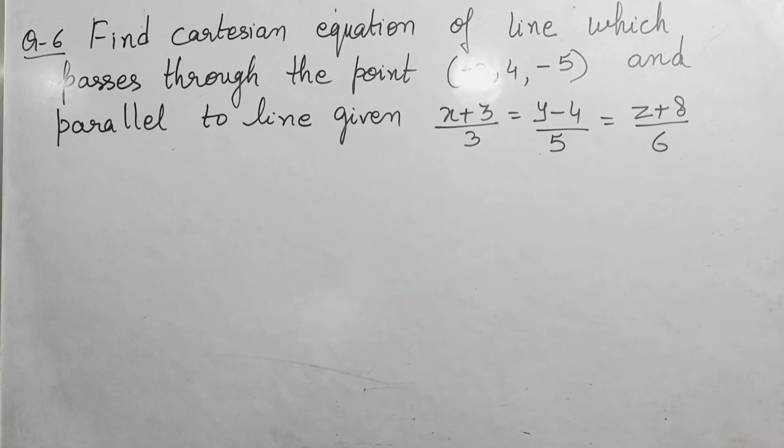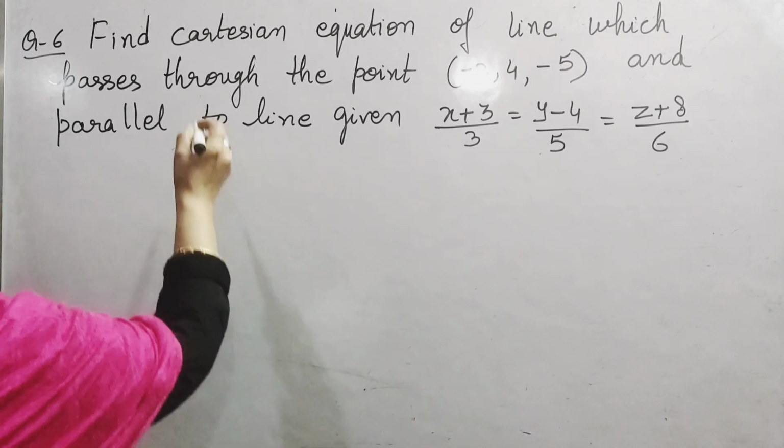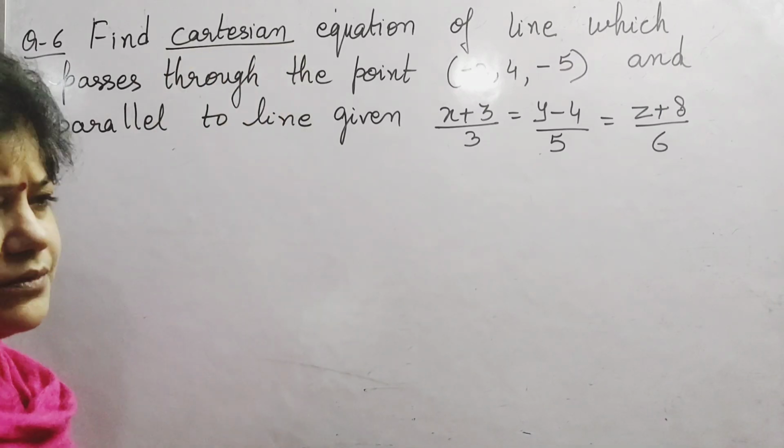Now next question: find the Cartesian equation of a line which passes through the point minus 2, 4, minus 5, and is parallel to the line x plus 3 upon 3 is equal to y minus 4 upon 5 is equal to z plus 8 upon 6. Now in this question we have to find the Cartesian equation.